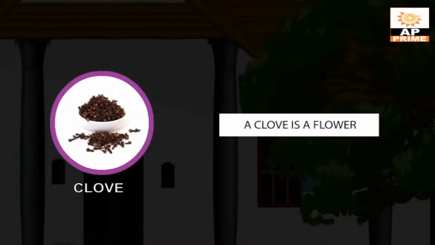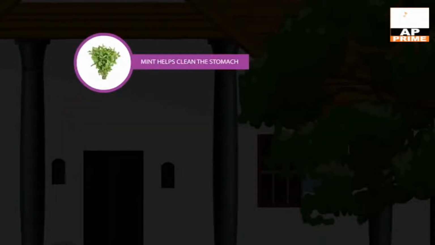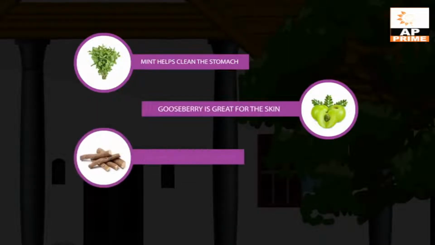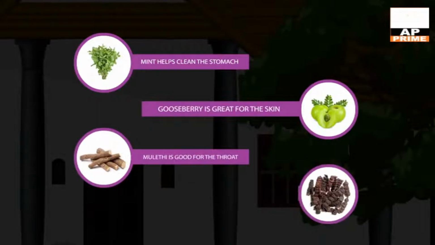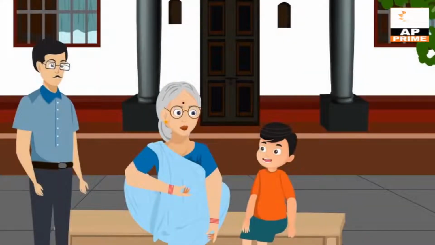A clove is a flower. Your grandmother is right. Plants have medicinal properties. Mint helps clean the stomach. Gooseberry is great for the skin. Mulethi is good for the throat. And shikakai is still used in villages as a shampoo. Awesome! I will go share this with Ma now.